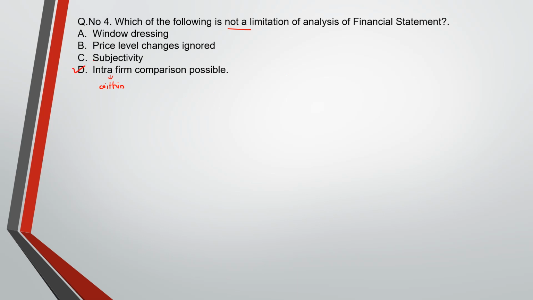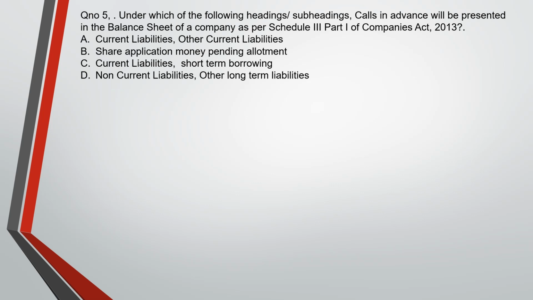And therefore, the right answer for question number 4 would be D, intra-firm comparison possible, which is not a limitation of analysis of financial statement. Moving further, next one. Question number 5. Under which of the following headings or subheadings will calls in advance be presented in the balance sheet of the company as per Schedule 3 of Part 1 of the Companies Act of 2013? Under Schedule 3 of the Companies Act, Part 1 gives us the format of balance sheet and Part 2 gives us the format of the profit and loss account.